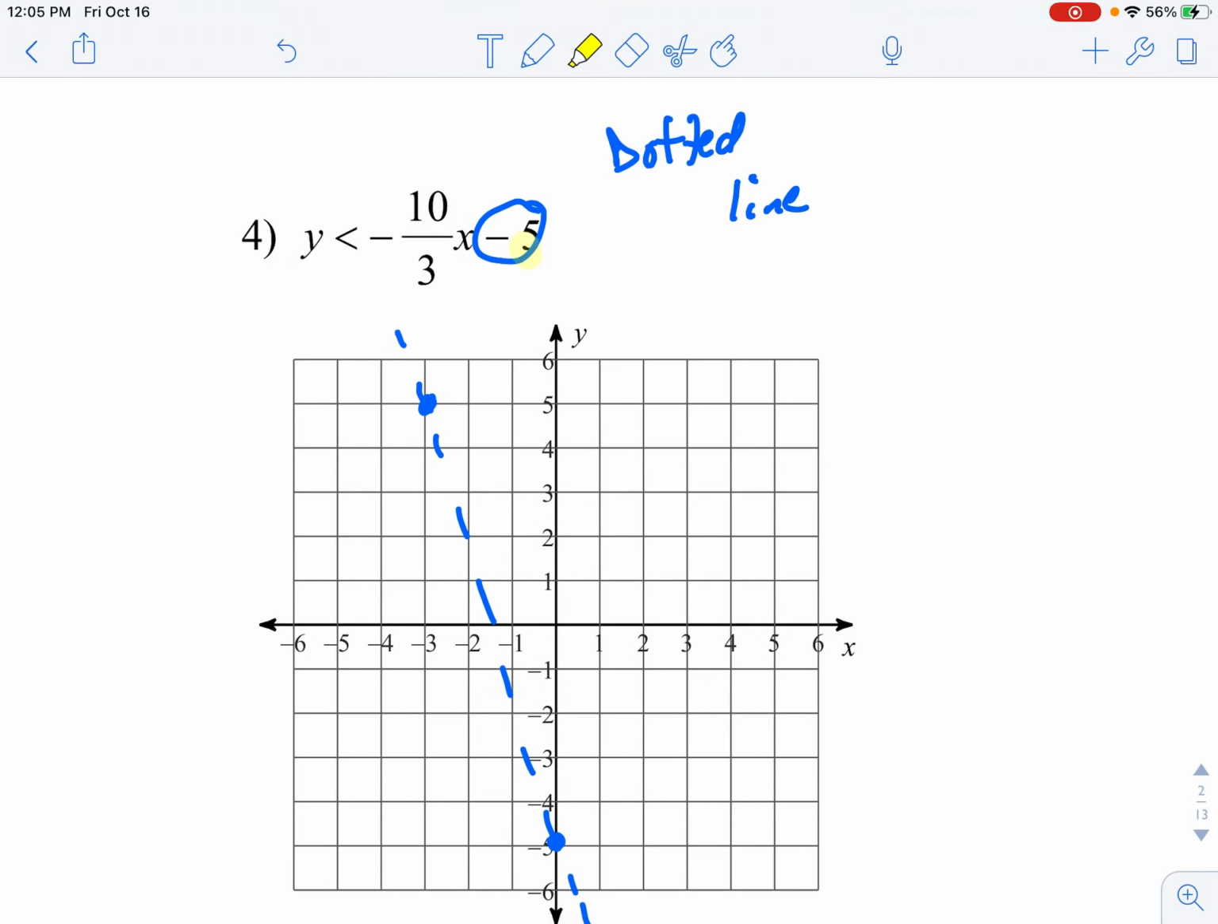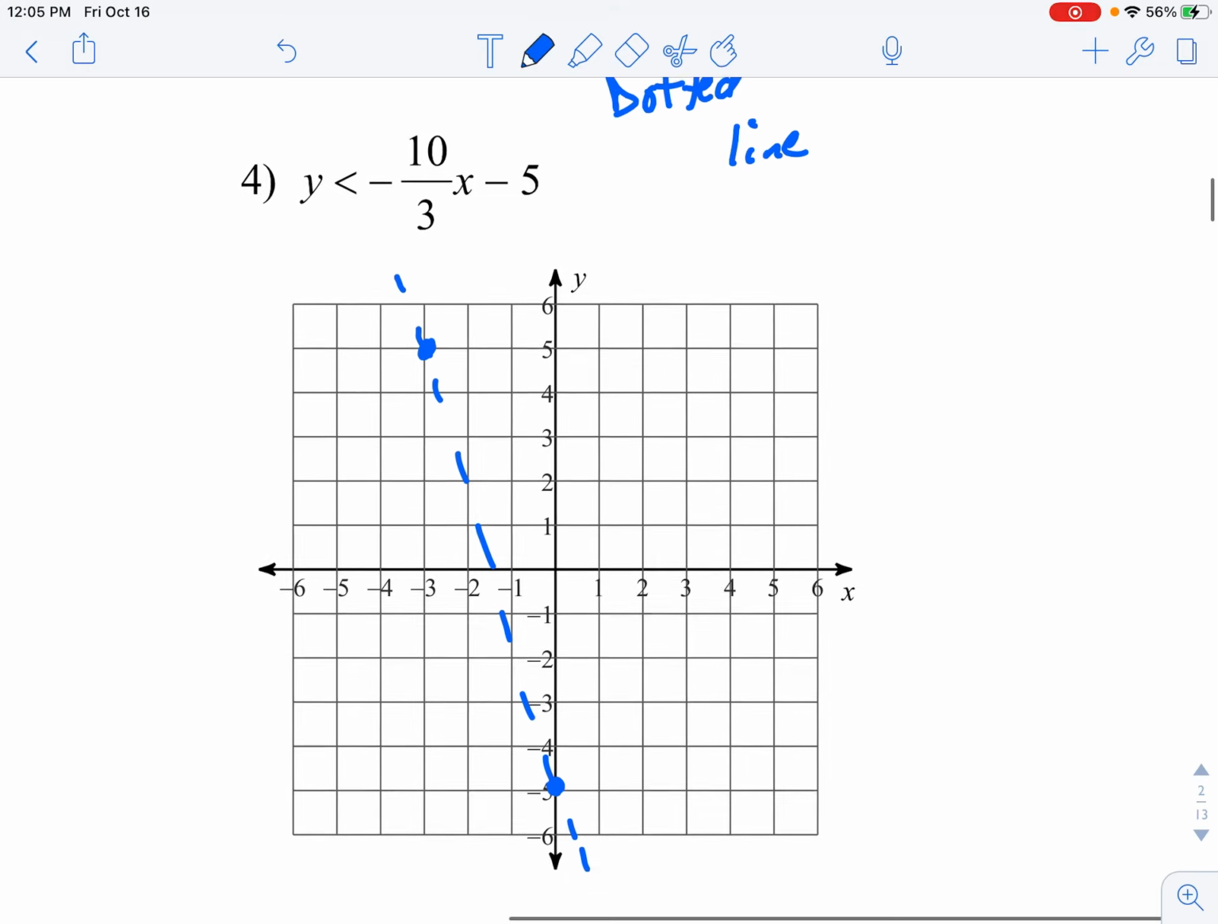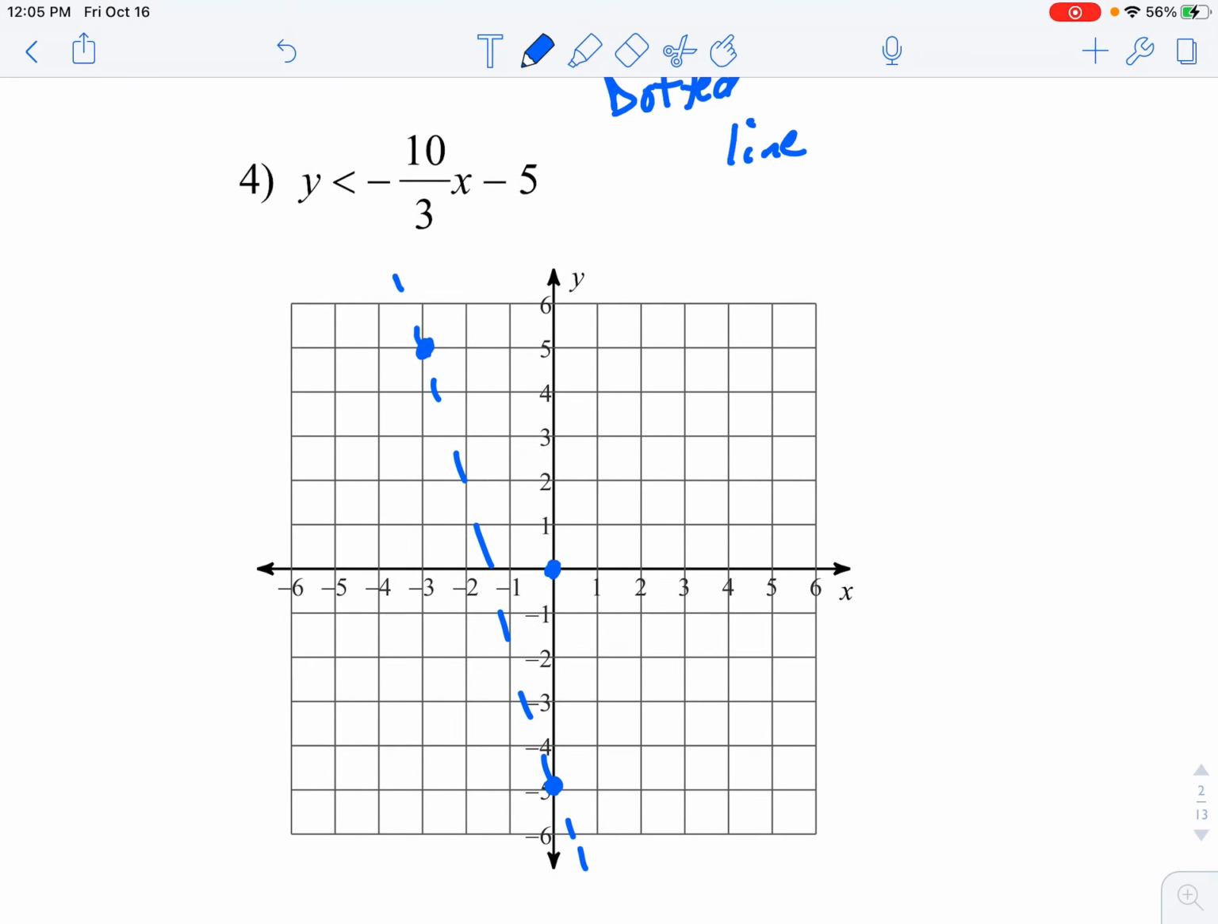Which side gets shaded? Well, again, we pick a test point. Now what you might find is 0, 0 is a very convenient test point to use because 0 is just a darn easy number to do math with. 0 is less than negative 10 thirds times 0. Well, anything times 0 is 0. 0 minus 5 is negative 5. Is 0 less than negative 5? No. 0 is greater than negative 5. If this point doesn't work, that means all of these points over here do work.